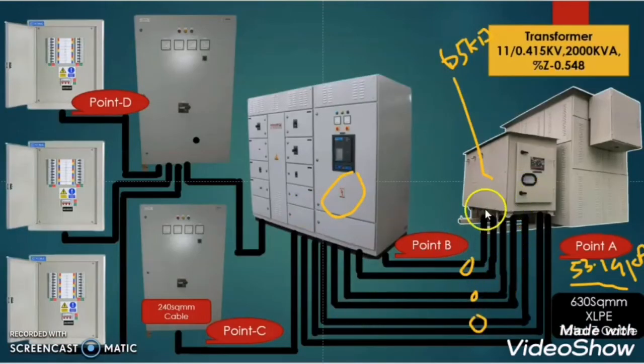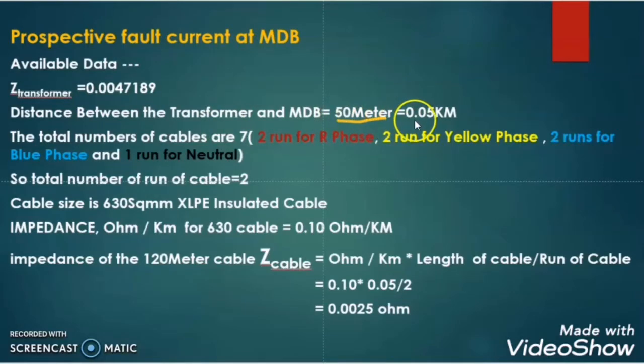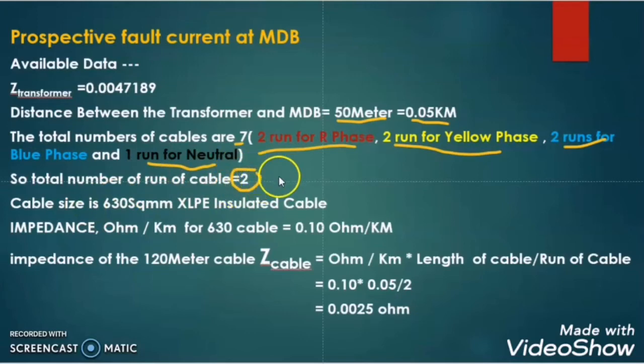So here we have the available data: transformer impedance, and the distance between the transformer and MDB. The cable run which is connecting the secondary winding of the transformer to the MDB incomer is 50 meter, that is 0.05 kilometer. The total number of cables is 7: 2 runs for R phase, 2 runs for yellow phase, 2 runs for blue phase, and 1 run for neutral. So the total number of runs of the cable is 2 only. Cable is 7, but the run is 2 only. Don't be confused by it. And the cable size is 630 square mm single core.